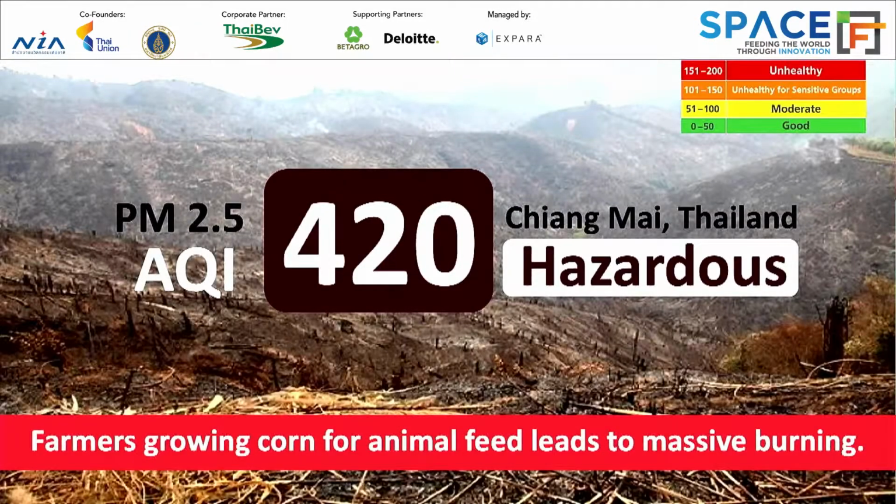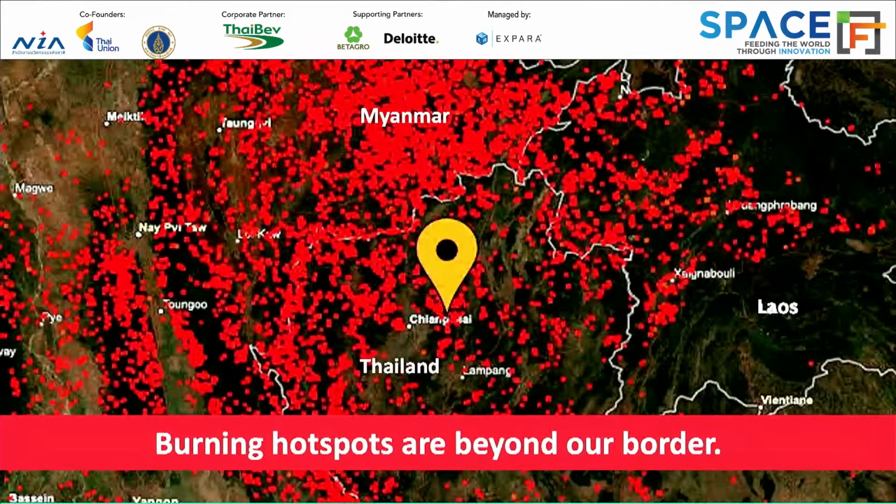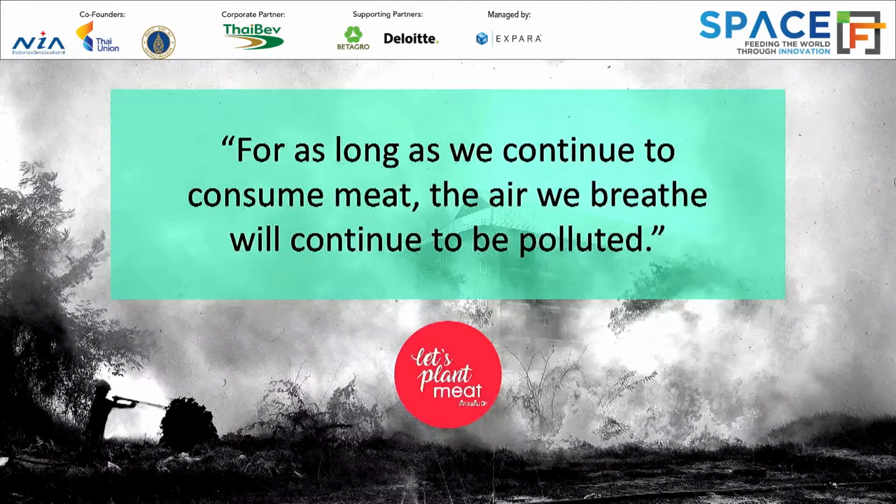Zoom in. This is our home, my home in Chiang Mai. This is 420 micrograms per cubic meter. It's the AQI that we breathe from December to March of every year. Why? Because farmers are growing corn to feed livestock, and that livestock goes to the meat industries. And the burning doesn't stop at our border. It's burning everywhere. Even though we don't burn in Thailand, we burn it everywhere. So for as long as we continue to consume meat, the air we breathe will continue to be polluted.